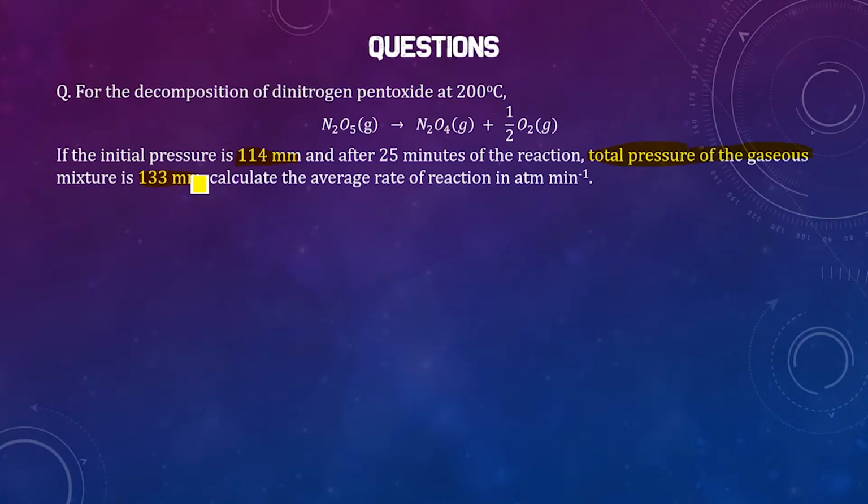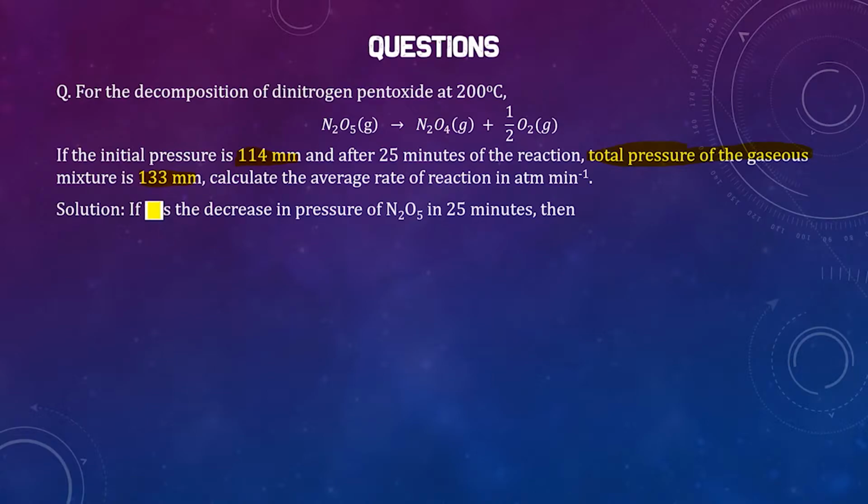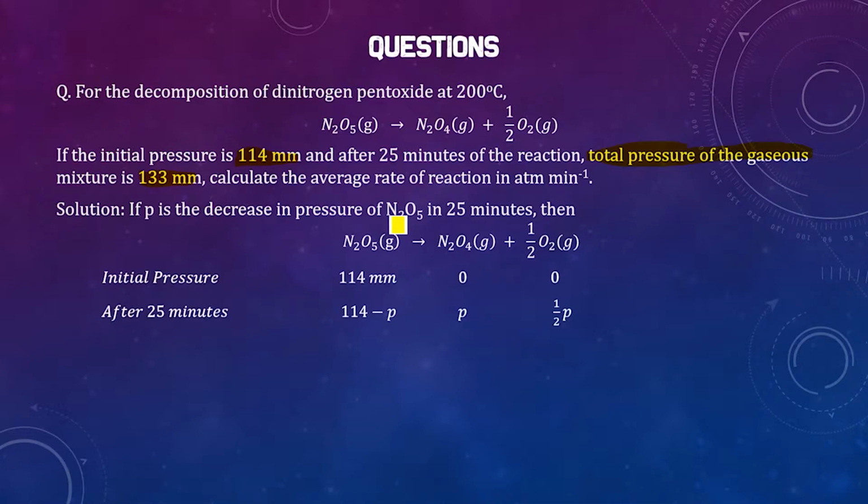It's very simple. I hope you people have done it. Yes, so let me explain this. Suppose that there is a decrease of P pressure. The P pressure is going to decrease in 25 minutes. So how will we write the equation? This is the equation, and initially it is given as 114 mm pressure. So let me write this, and at that moment the product pressure will obviously be 0, because there is no product at that time.